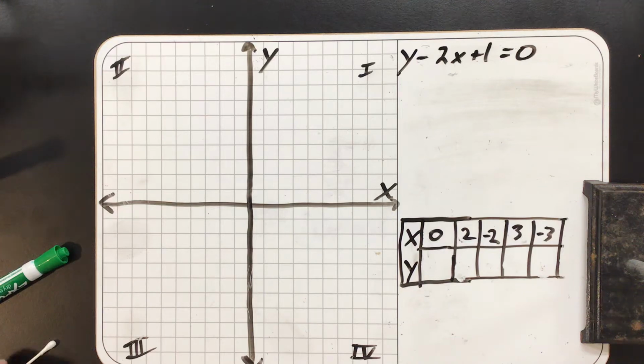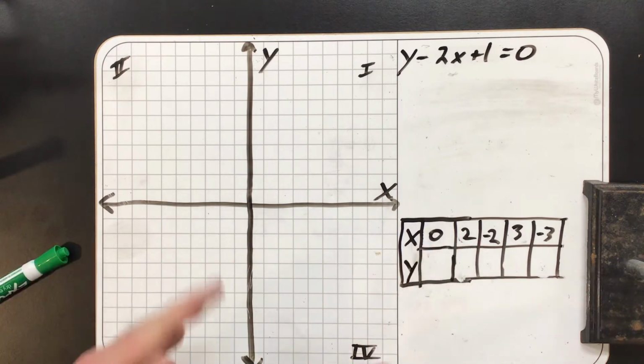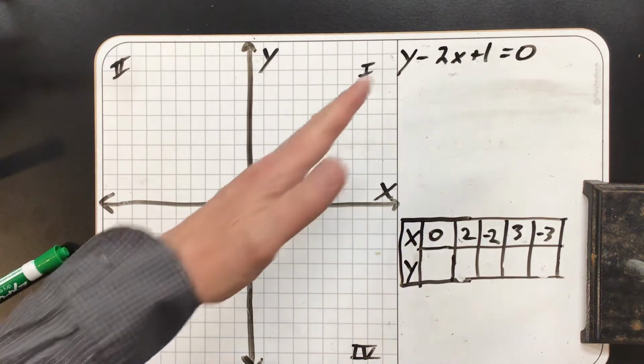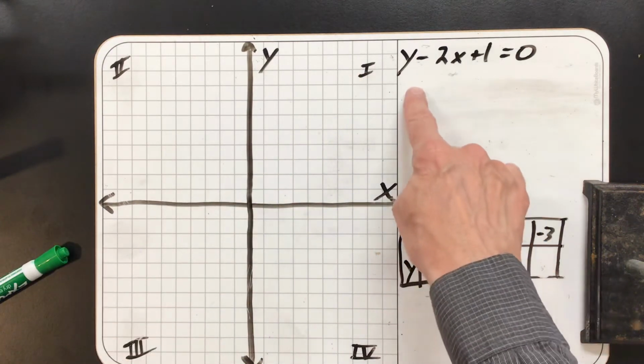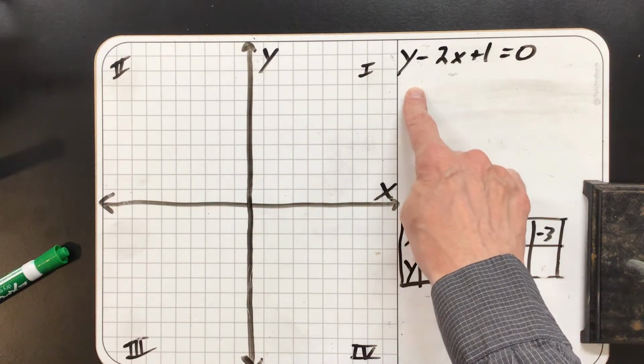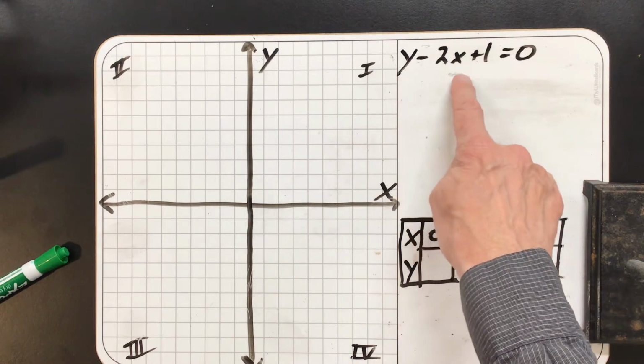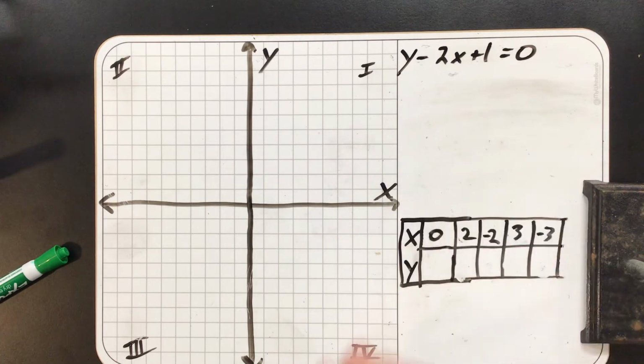All right, Pastry. So this is lesson 51. It's about graphing an equation, but always a linear equation. That means that the data will go up in a line. The first example is the equation y minus 2x plus 1 equals 0. And I'll show you, it's actually not too bad.